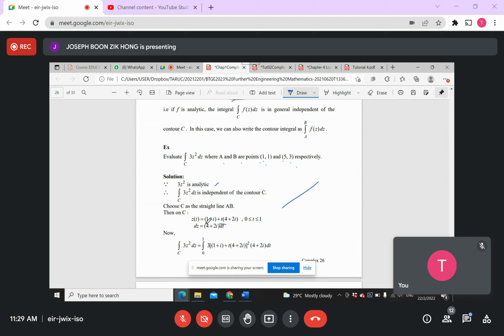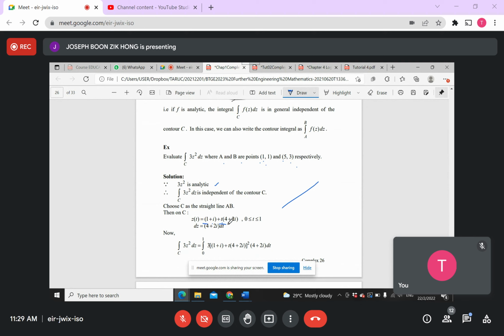Yeah, okay. 4t plus 1. Okay, and then your y will be 2t plus 1. So 2t plus 1. Okay, so this one will be your i. So that's why they try to separate into the constant and the t, so that when you differentiate, you directly get the 4 plus i only.